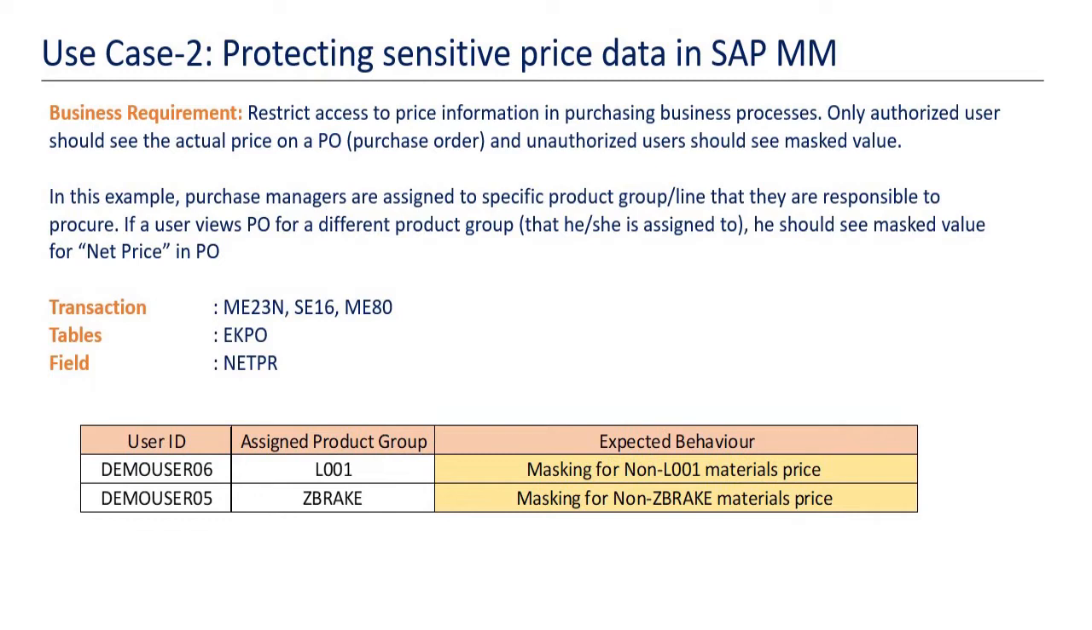If he's trying to look at any other PO or any other material that is not part of L001, he should see a masked value. Similarly, for demo user 7, he can see the Z-break material price, but for anything other than that, he should see a masked value. Let's take a quick look at how this can be done using NextLabs.